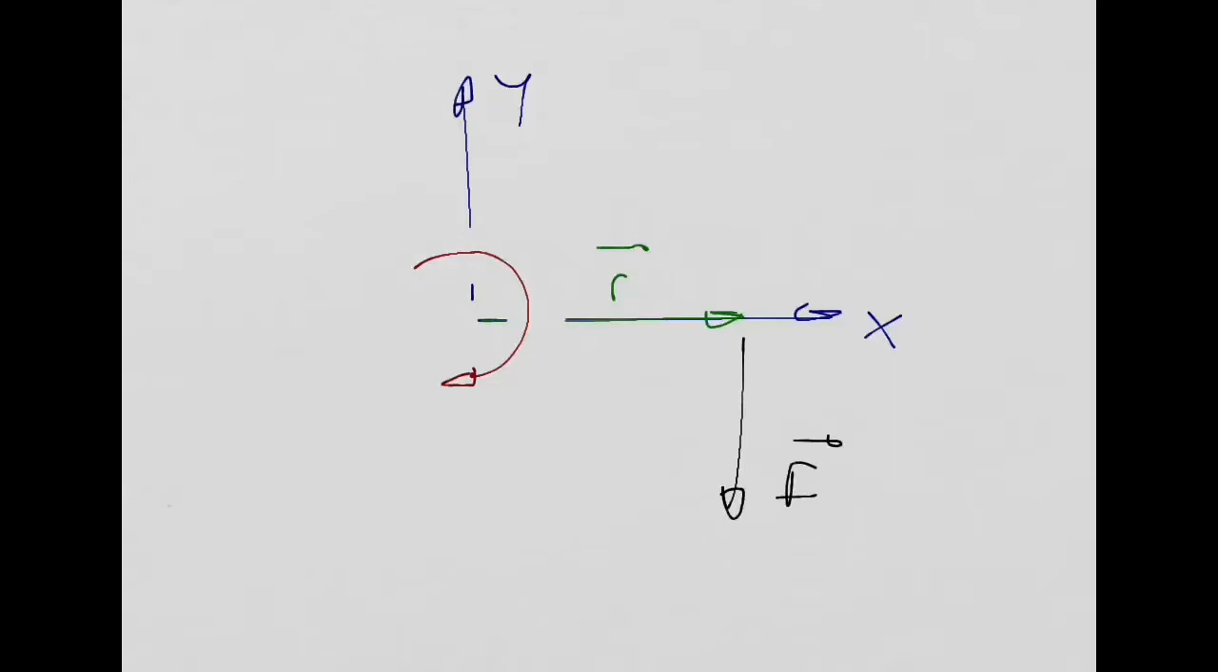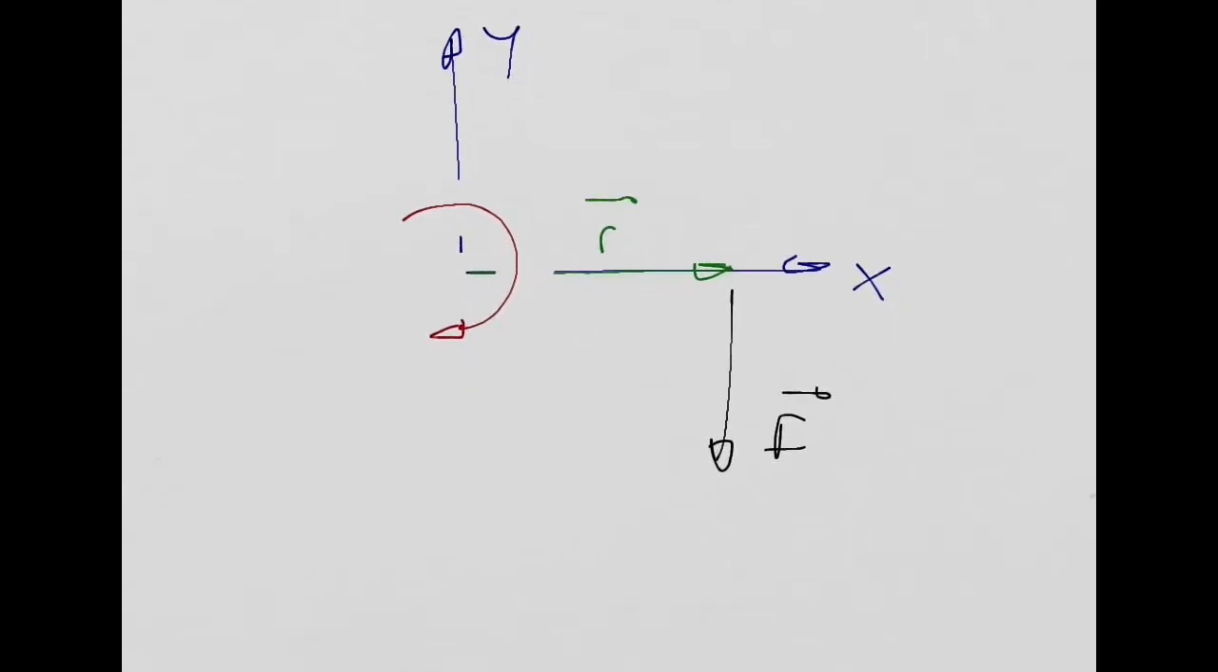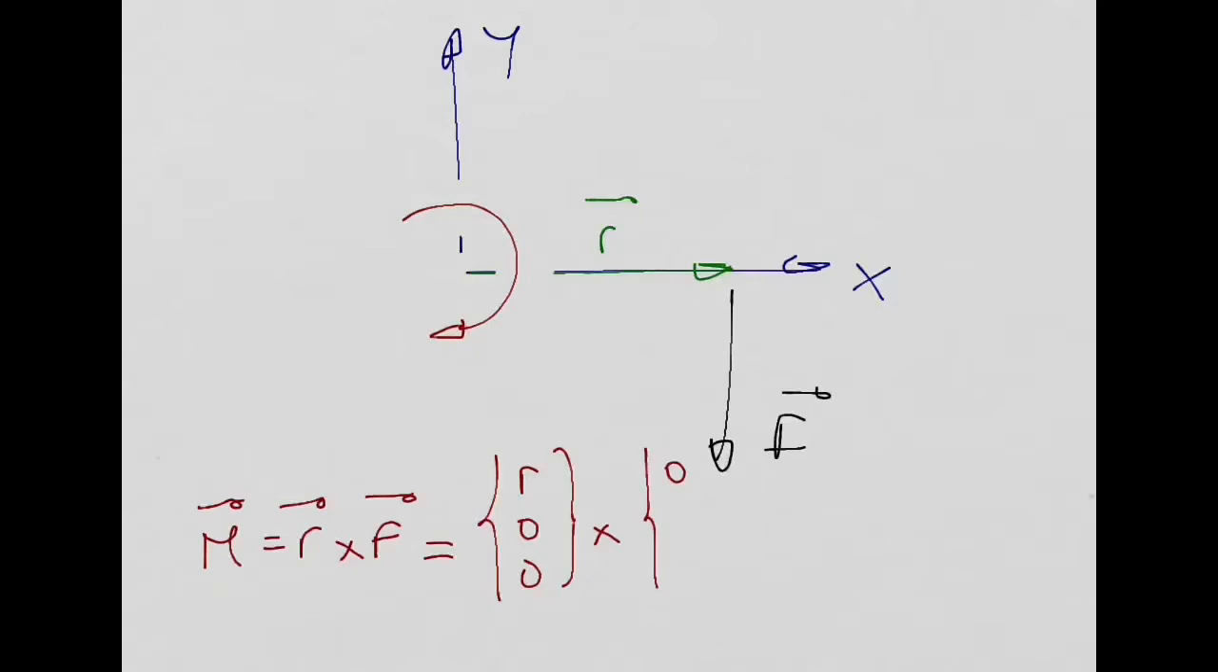But the good thing is, that's why I recommend you always use the cross product, because we can do it very quickly here. The moment is going to be equal to this cross product. The position vector is in the x direction. The force vector is minus f in this case. Agree with me? So if you do this cross product, you get a vector in the z direction that is equal to minus rf. Here it is: clockwise, negative moment in the z direction.